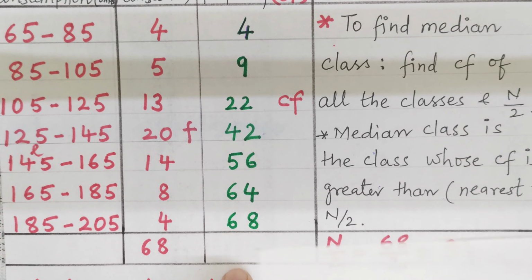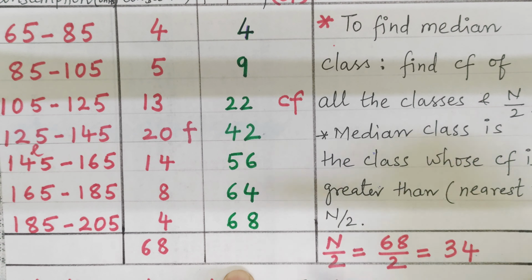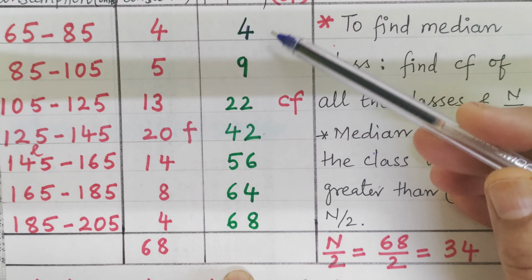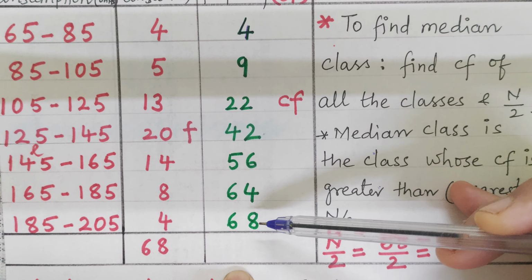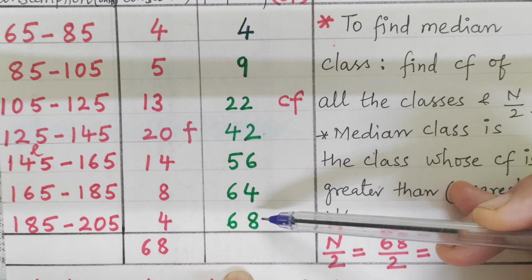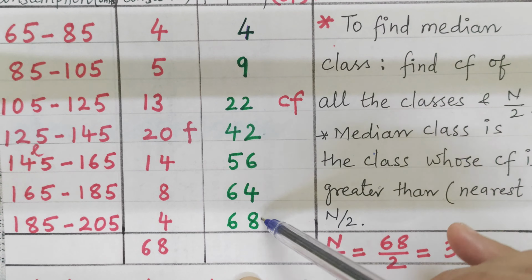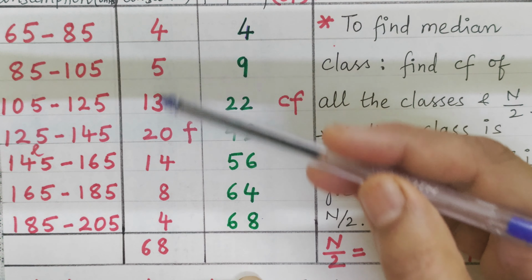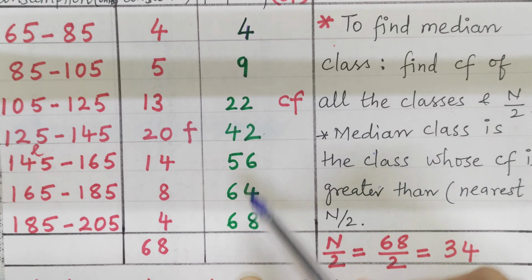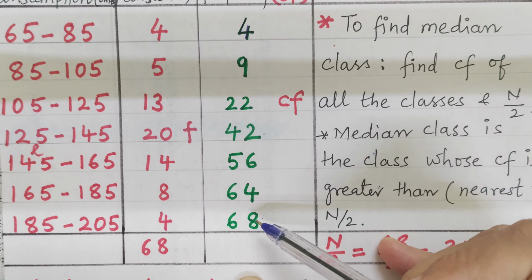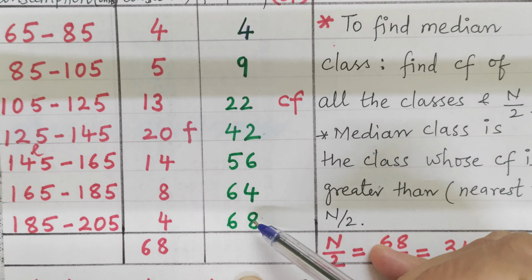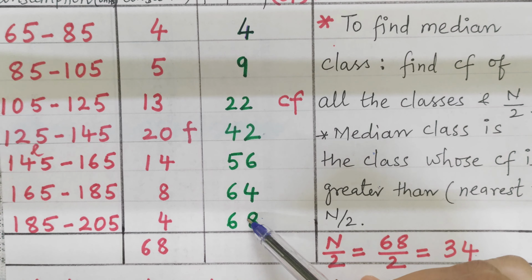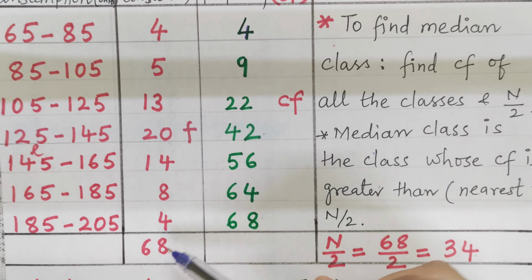You can always check whether this column is made correctly or not. The last cumulative frequency will be equal to the total of all the frequencies given. So the cumulative frequency for the last class will be equal to the total frequencies.